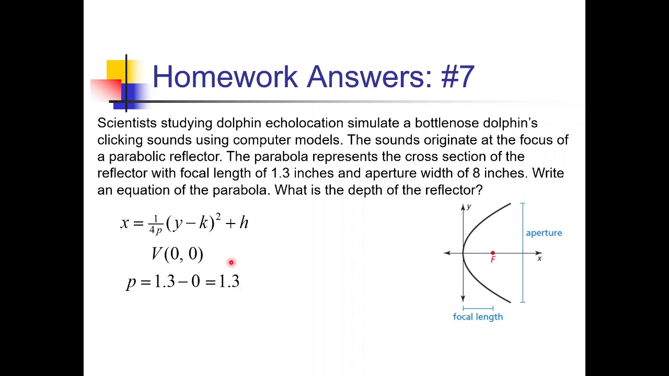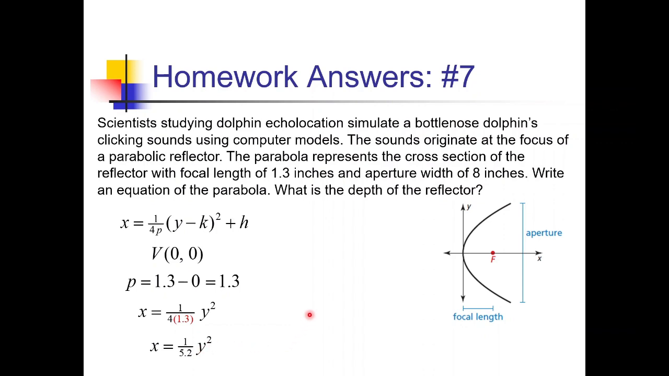So plugging that in, we have 1 over 4 times 1.3. And the vertex is 0 and 0, so the k and the h are 0. So this is all really just going to be a y squared when we plug in 0 and 0 and simplify it all. And then this comes out to 1 over, I guess this would be 5.2 y squared. You could make that a fraction if you wanted to, a less decimally fraction, but we're not going to worry about that.